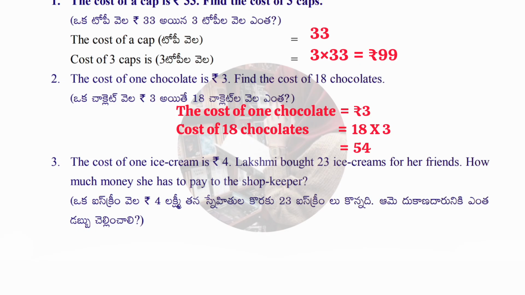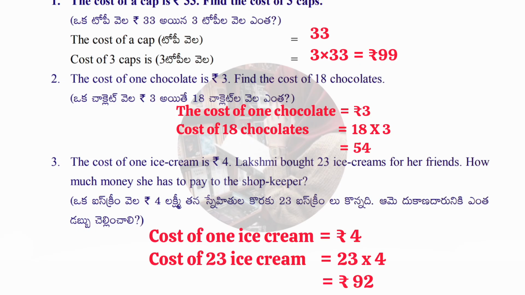Next, third question. The cost of 1 ice cream is rupees 4. Lakshmi bought 23 ice creams for her friends. How much money does she have to pay to the shopkeeper? So let's do this guys. So cost of 1 ice cream is rupees 4, right? So cost of 23 ice creams means 23 multiplied by 4. So 4 3s 12, 1 carry forward, write down 2, 4 2s 8. 8 plus 1 is 9. So 92 is the answer. So 92 rupees Lakshmi has to pay to the shopkeeper to get 23 ice creams. Got it guys?